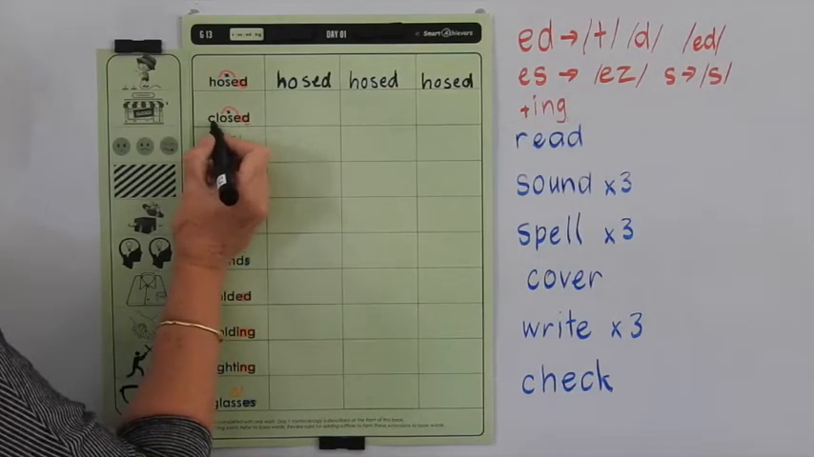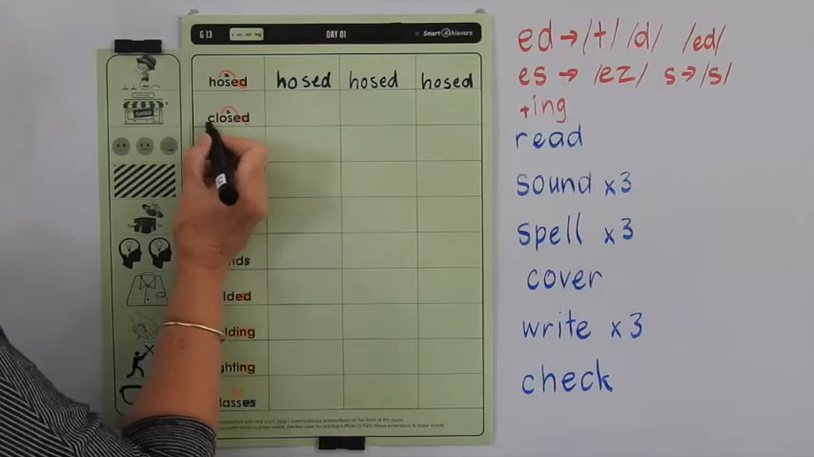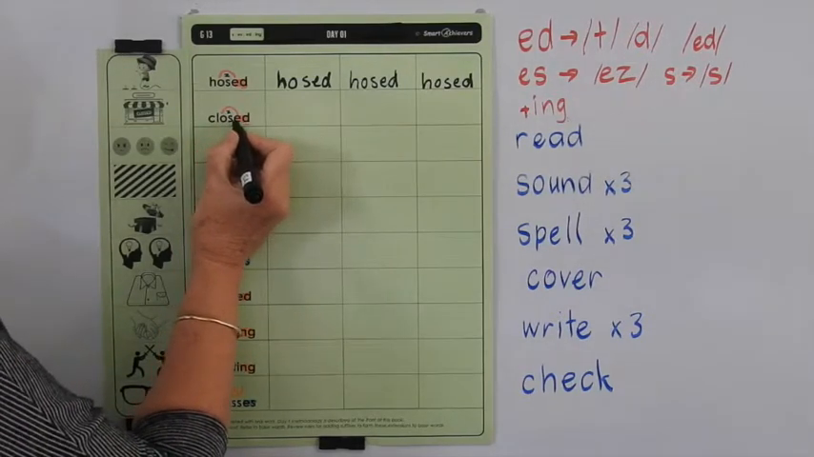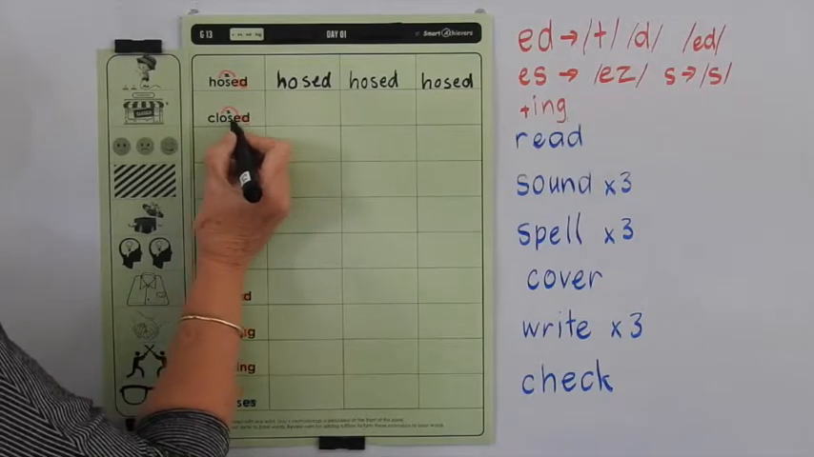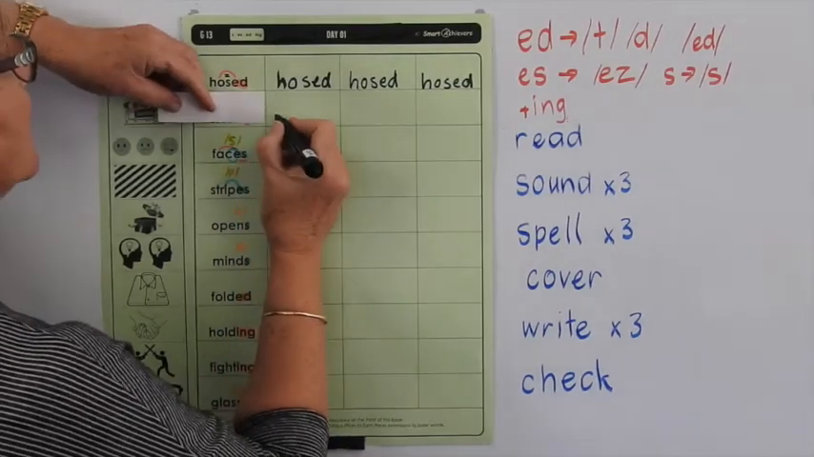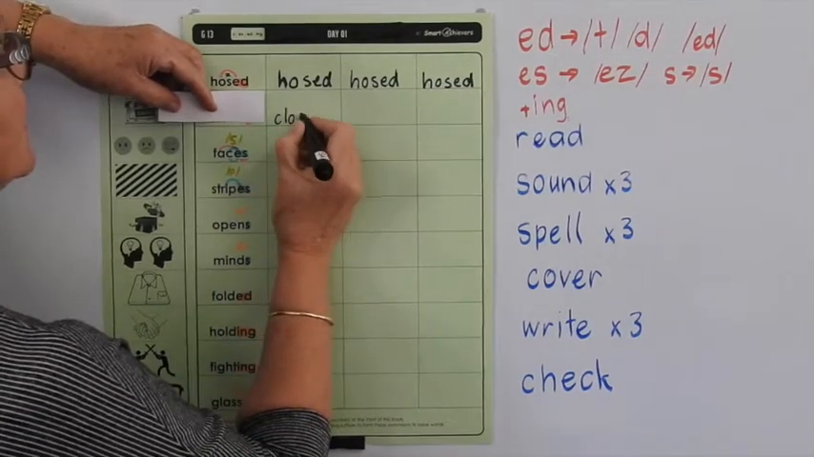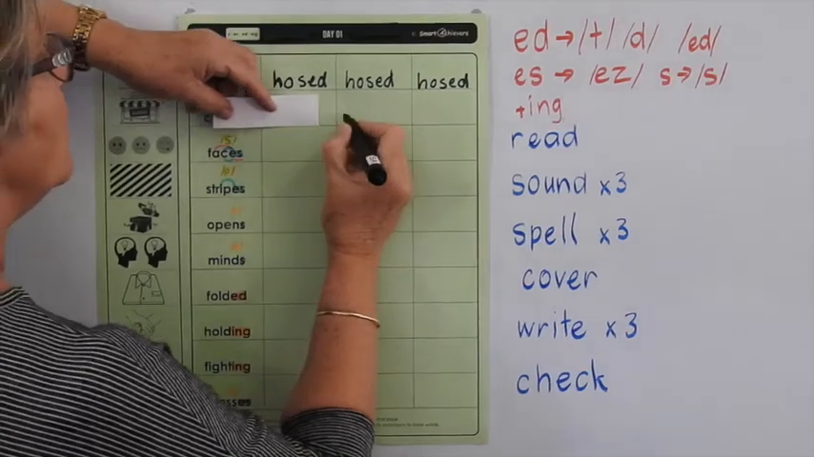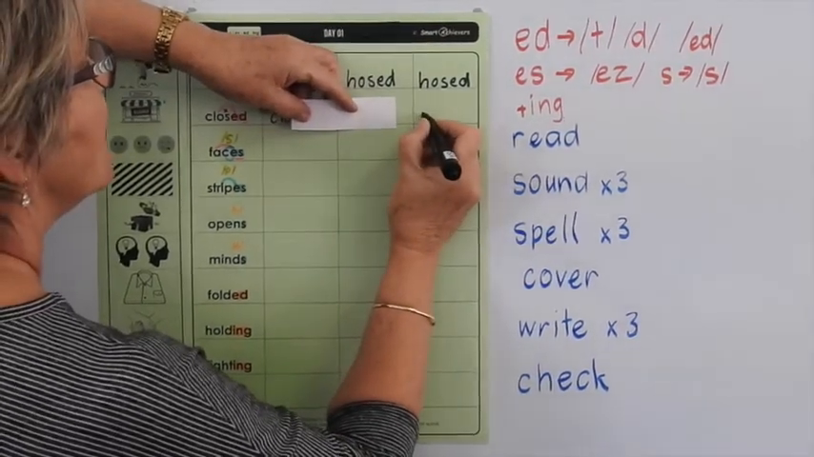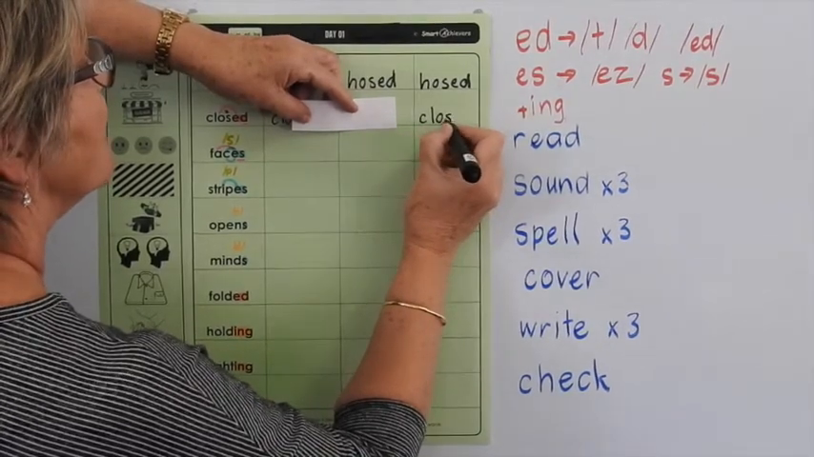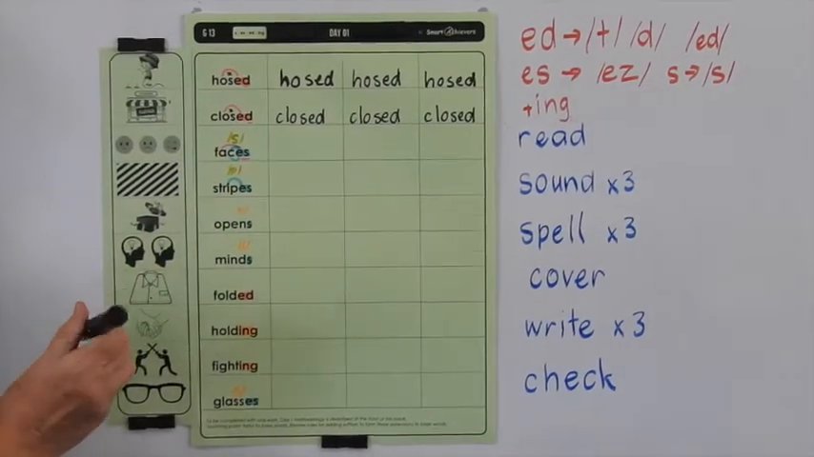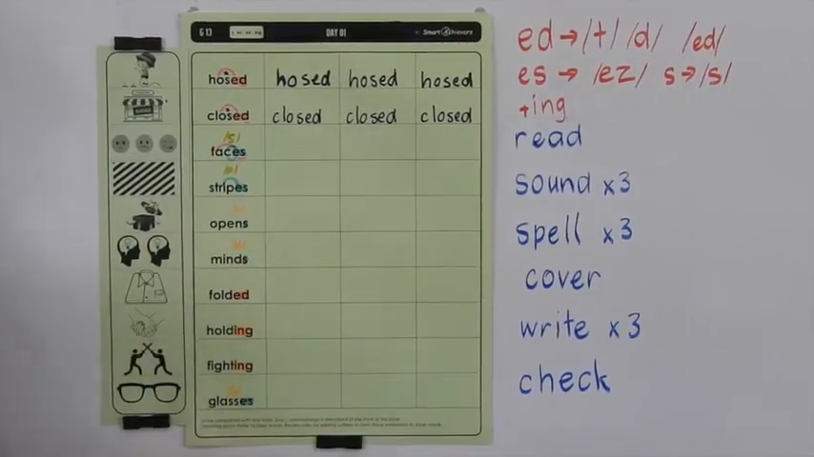K-L-O-Z-D. C-L-O-S-E-D. So if you didn't spell the words as well before you write them, you might find you write the wrong letters. So sounding the words first and then changing them to the letters we use to spell those sounds is very, very important. Off you go and practice that with the rest of those words.